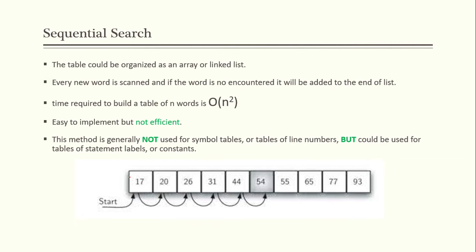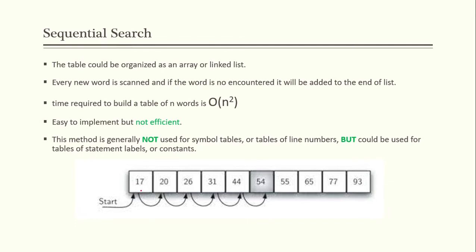So this method is generally not used for symbol tables because they hold quite large amounts of information, or for tables of line numbers. But it could be used for tables of statement labels or constants and declarations because the information is not many. So how does this sequential search work?